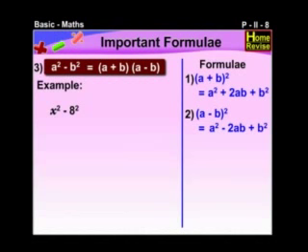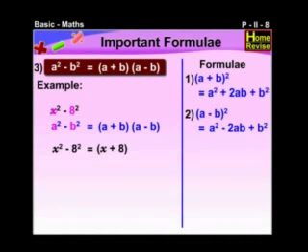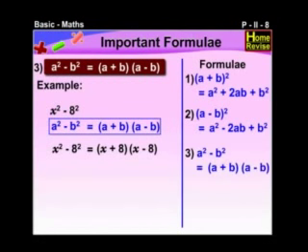Example, x square minus square of 8. Here a means x, b means 8. Apply the formula. Therefore, x plus 8 in the first bracket and x minus 8 in the second bracket. Therefore, a square minus b square is equal to (a plus b)(a minus b).